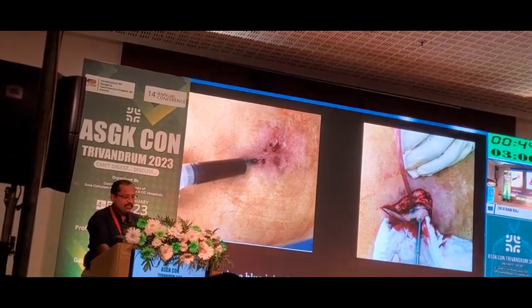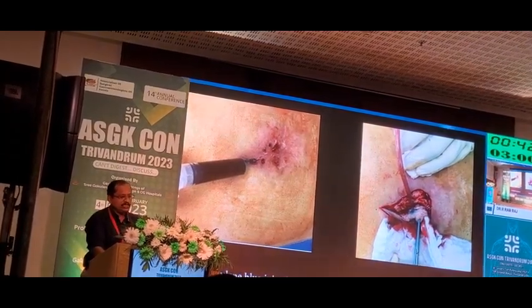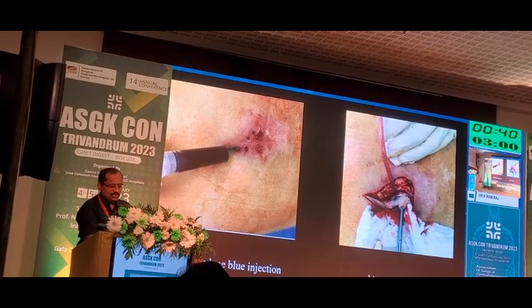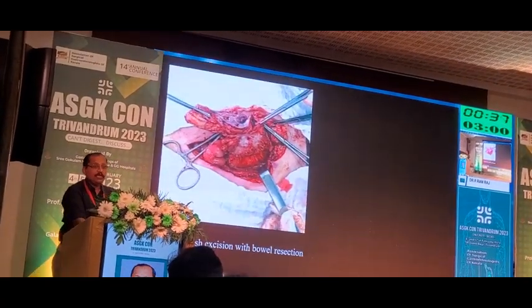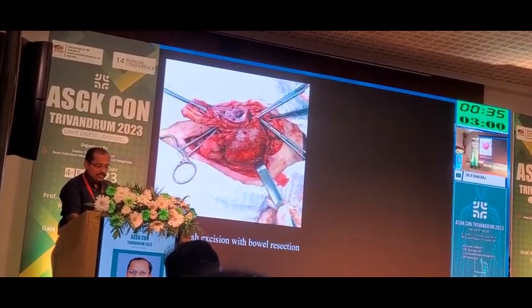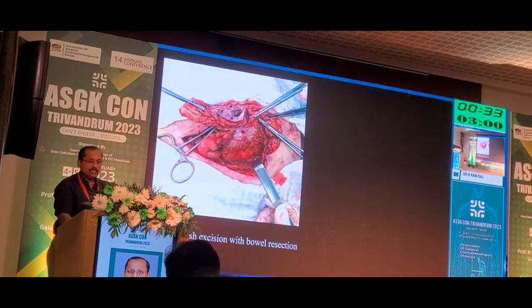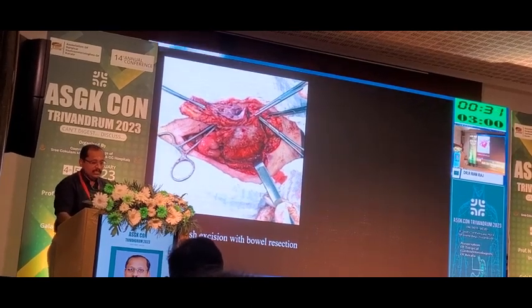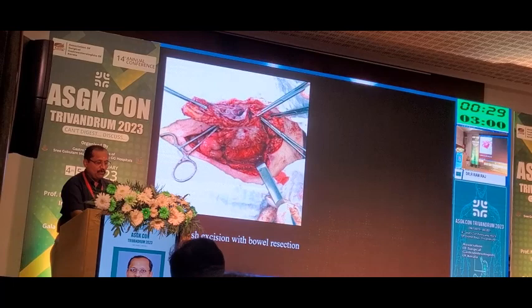Here you can see the methylene blue injection into the sinus tract. The excision process is underway. It is pedicled onto the affected intestine, resulting in excision of the affected segment of the intestine, and restoration of the abdominal wall.